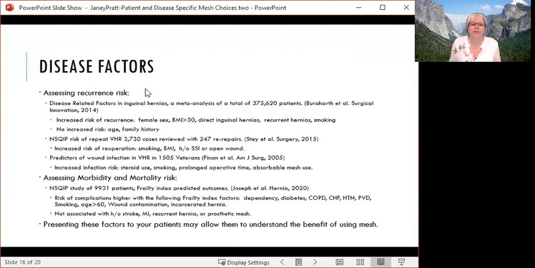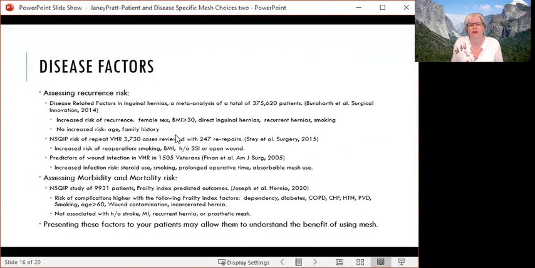So what about disease factors? You want to discuss with patients the risk of recurrence based on things that are changeable that you might be able to help them improve. So, disease-related risk factors in inguinal hernias: there was a meta-analysis of a total of 376,000 patients published in 2014, which showed increased risk of recurrence for female sex, BMI greater than 30, direct inguinal hernias, recurrent hernias, and smoking, with no increased risk with age or family history.